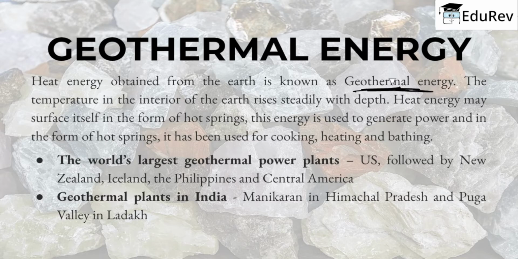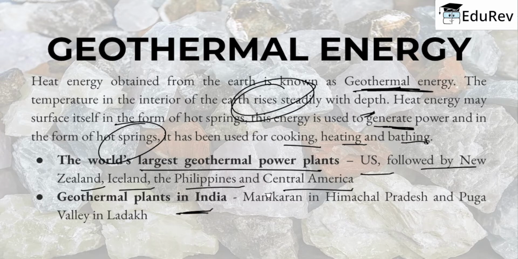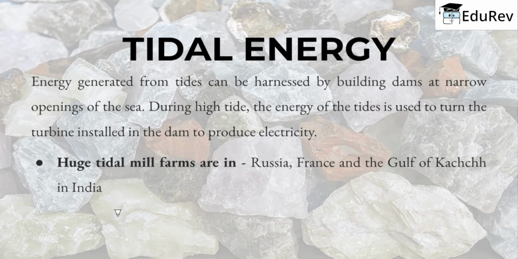The temperature in the interior of the earth rises steadily with depth. Heat energy may surface in the form of hot springs, and this energy is used to generate power, and in the form of hot springs it has been used for cooking, heating, and bathing. The world's largest geothermal power producer is the US, followed by New Zealand, Iceland, Philippines, Central America, etc. Plants in India are in Manikaran in Himachal Pradesh and Puga Valley in Ladakh.